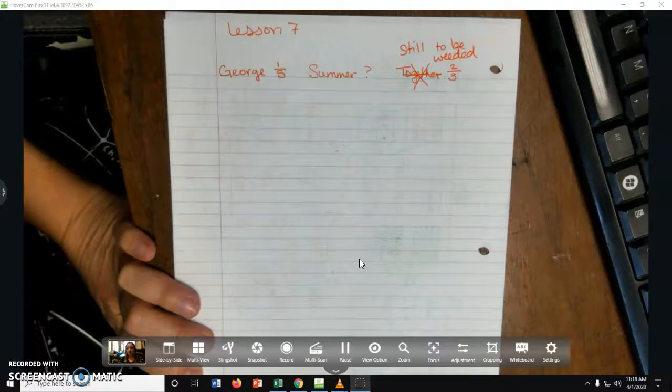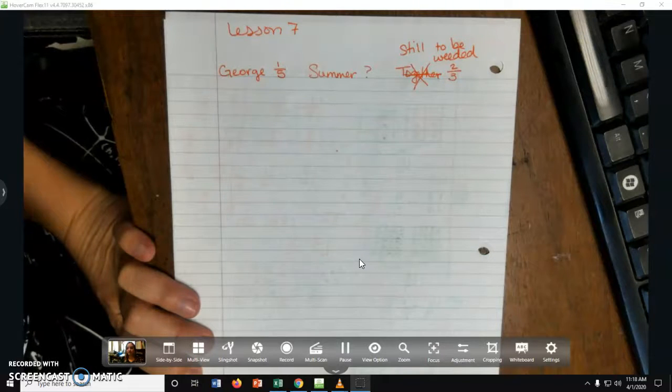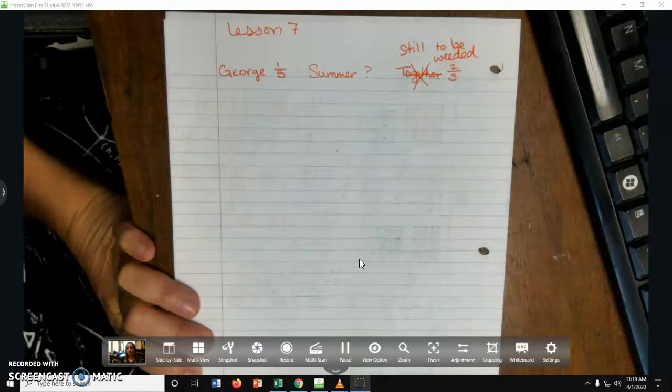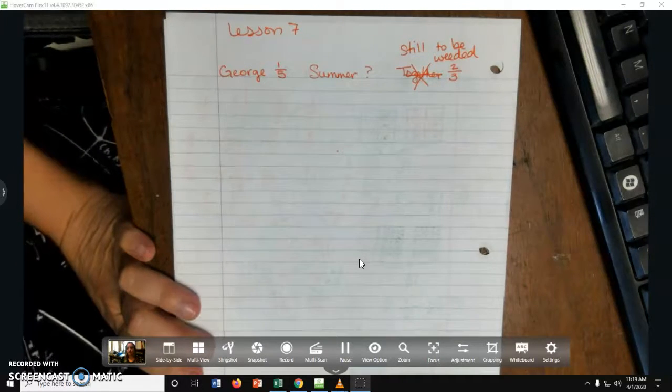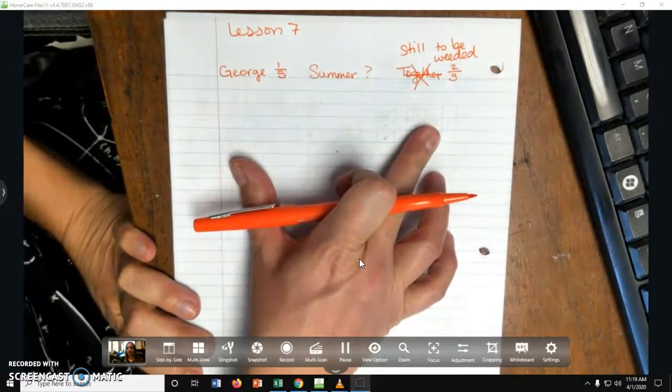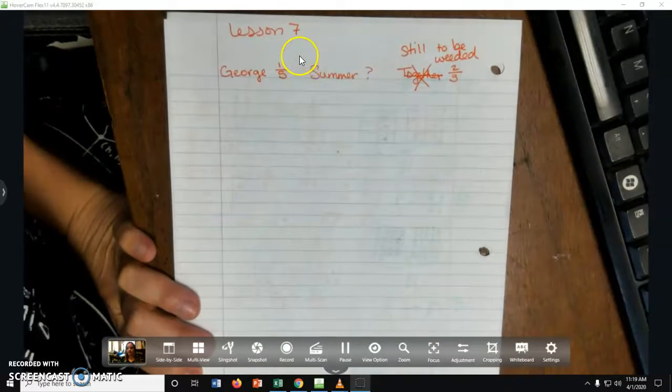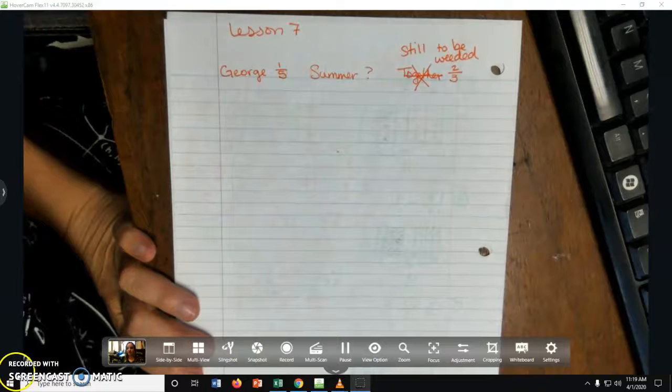Okay, read it one more time. George weeded 1/5 of the garden and Summer weeded some too. When they were finished, 2/3 of the garden still needed to be weeded. What fraction of the garden did Summer weed? I want you guys to pause the video here, draw a picture, see if you can figure this out. Come back and then check your answer.